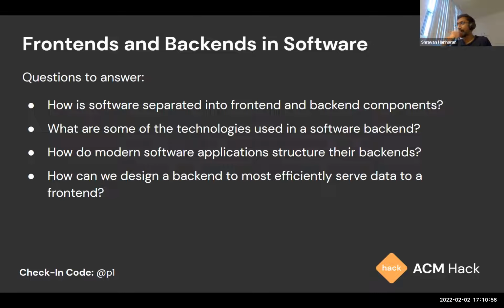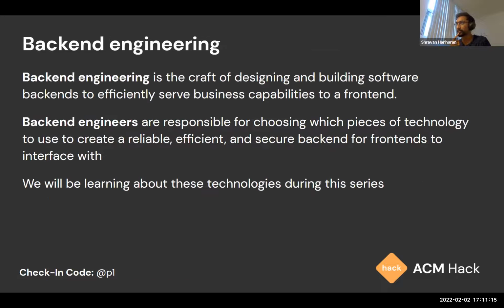So next, we're going to ask, how do modern software applications structure their backend? We're going to look into how one example, one big company, in this workshop structures their API and how we can learn from that. Lastly, we're going to ask ourselves how we can design backends to most efficiently serve data to a front end. And that will be explained in this workshop as well.